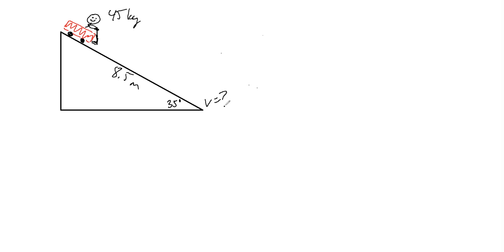Okay, so let's just start basic. No friction in this one. We're not going to worry about that. So first of all, pulling you down would be the FGX. So that'd be mg sine theta. So we can find out how much force is trying to pull you down the hill. You get 45 times gravity times the sine of the angle, which gives us about 253 newtons pulling you down the ramp.